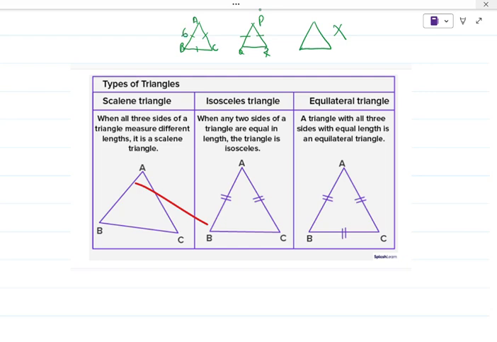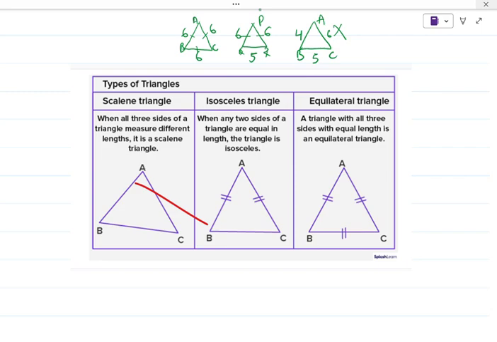For example, if the sides are 6, 6 and 6, all sides are equal, so we call it an equilateral triangle. When the sides are 6, 6 and 5, only two sides are equal and one is different, so we call it an isosceles triangle. But when the sides are 4, 5 and 6, all the sides are different, so we call it a scalene triangle.